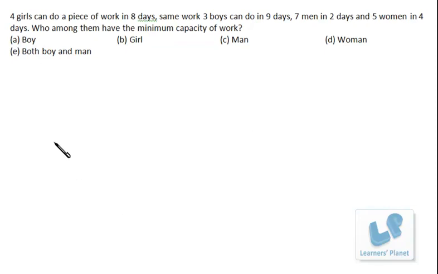Now friends, let's see the problem from time and work. Four girls can do a piece of work in 8 days. Same work three boys can do in 9 days, seven men in 2 days, and five women in 4 days. Who among them have the minimum capacity of work? Now it looks very difficult to understand, and sometimes students find it difficult to do also, but I'm sure this problem can be done mentally if you know the Mendes concept, right?